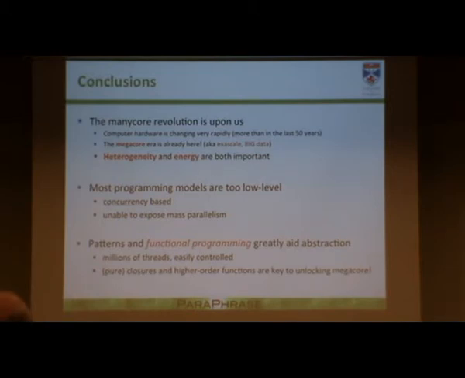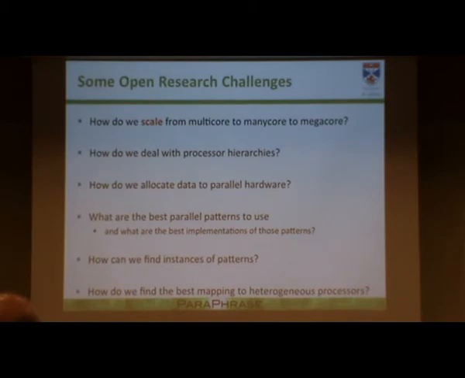Most of the programming models that we have are just too low level. They deal with concurrency mechanisms rather than mass parallelism. Functional programming, on the other hand, through the use of higher order functions, through closures, through exploiting purity where we have it, gives us the ability to deal with mass parallelism. We can create millions of threads, easily control them, avoid deadlocks, race conditions, etc. But there's still a lot of challenges.